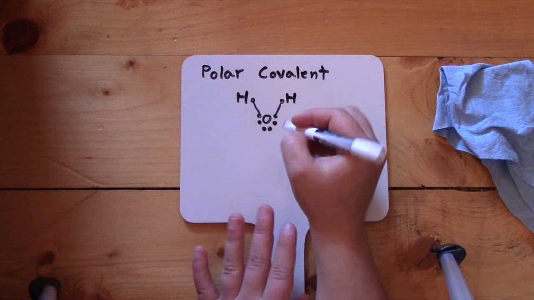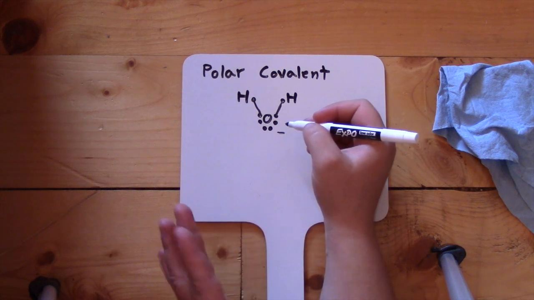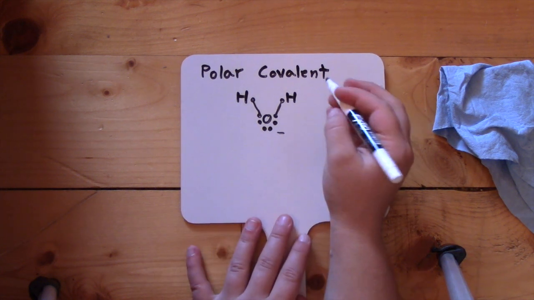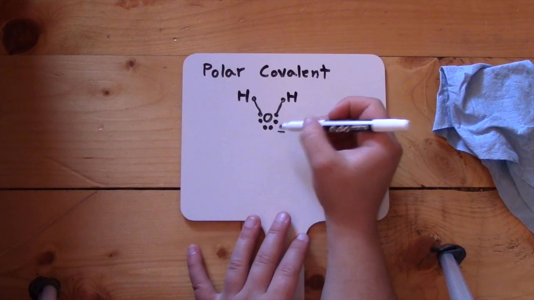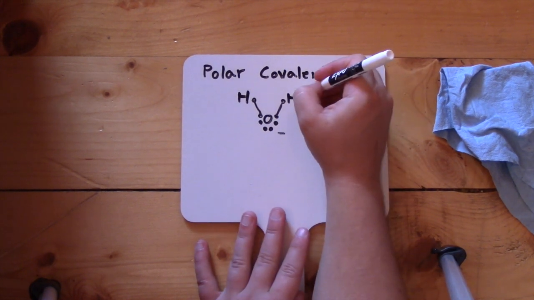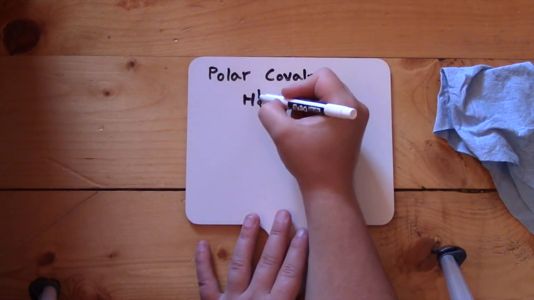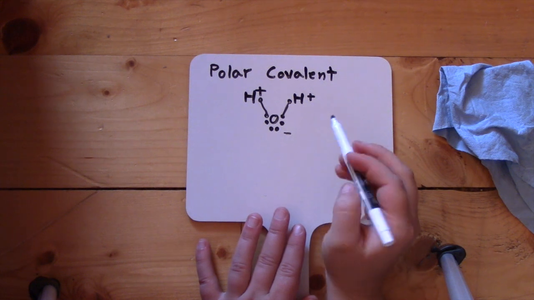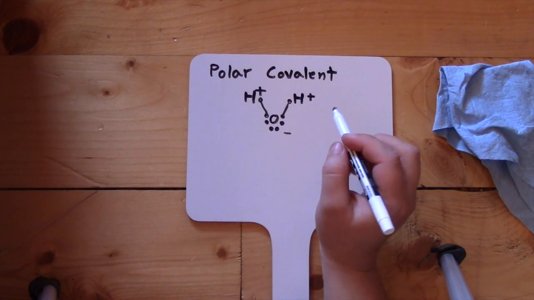The electrons are negatively charged, so the oxygen ends up with a negative charge part of the time, not all the time. The hydrogen, at the same point that oxygen has a negative charge, ends up with a positive charge from an overload of protons. So they end up with a positive charge. And that's the difference between purely covalent and polar covalent.